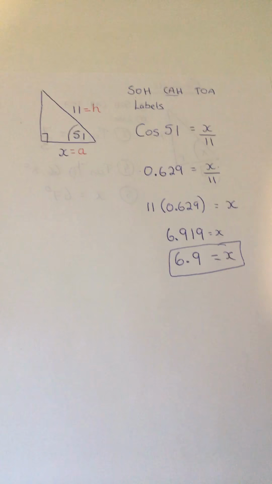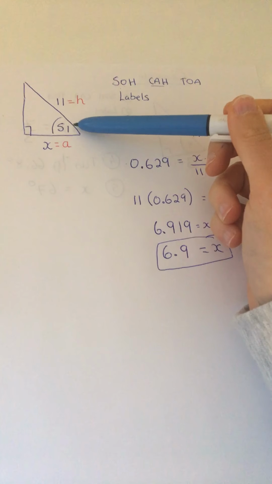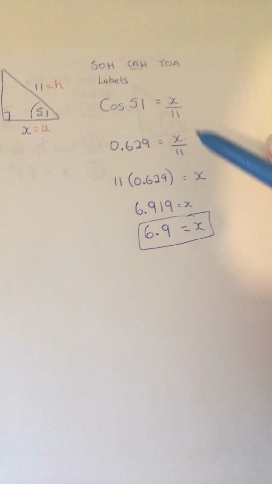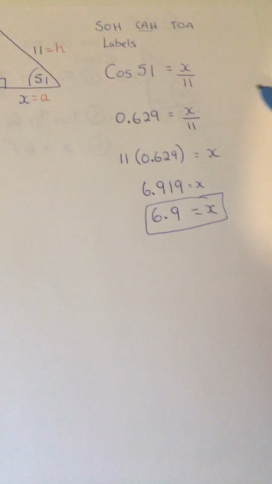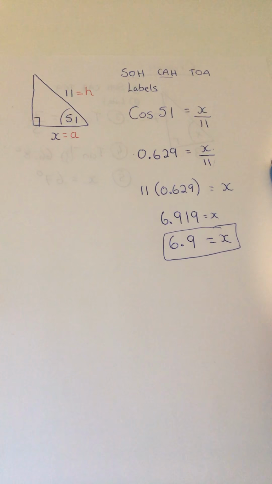Okay, so in this scenario we were finding an unknown side given the angle. So all that was new is we need to multiply across when we have a fraction like that. Hope that helps, guys.